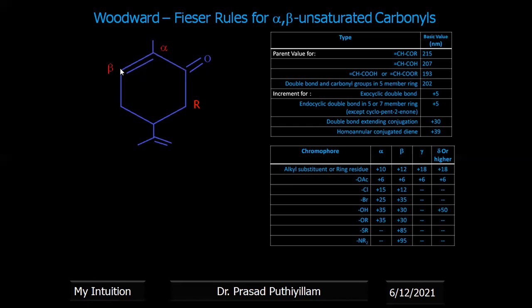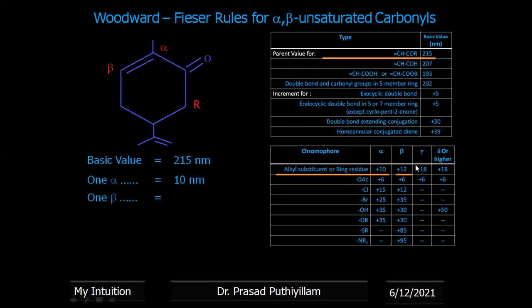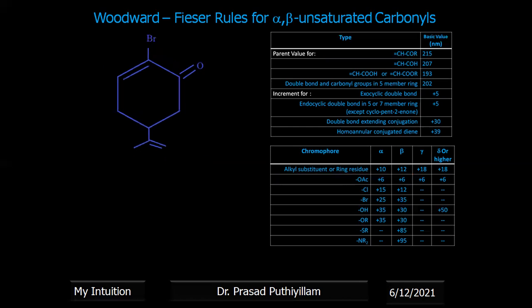So double bond, single bond C, double bond O, single bond R. So it is the same 215, the basic value, 215 nanometer. And there is an alkyl substituent at the alpha position, so one alpha alkyl substituent, 10 nanometer. Now one more substituent is present at beta, that is a ring residue, not a substituent as such. Therefore the beta position value is 12 nanometer. Add all those: 215 plus 10 plus 12 is 237 nanometer.